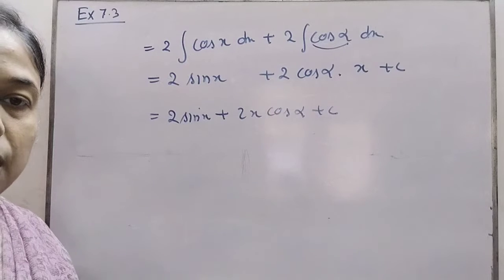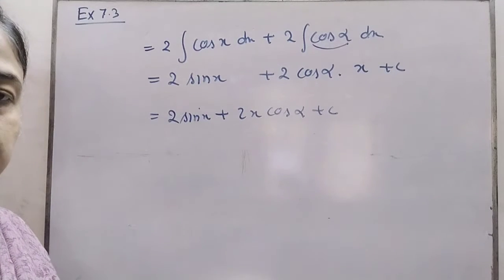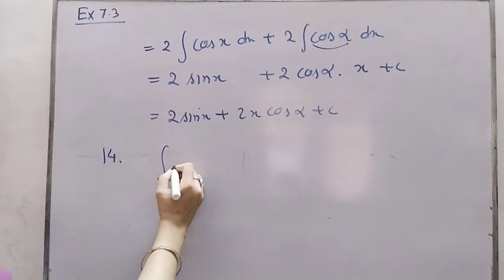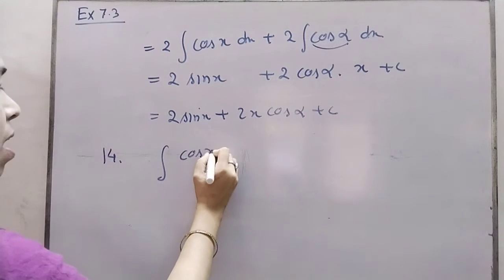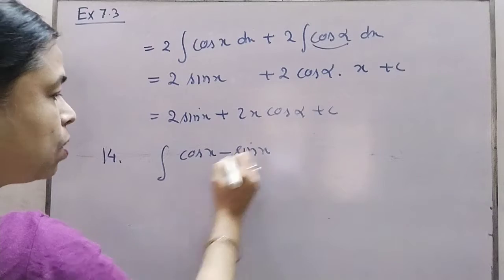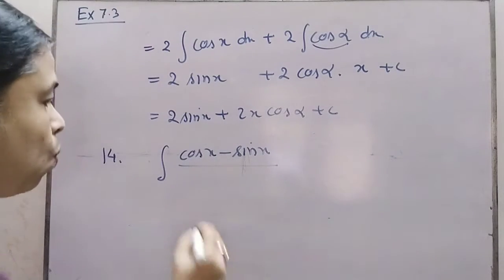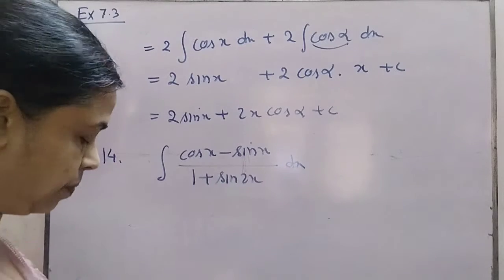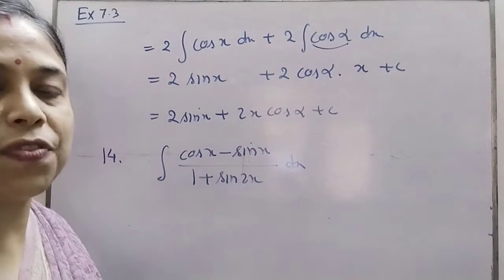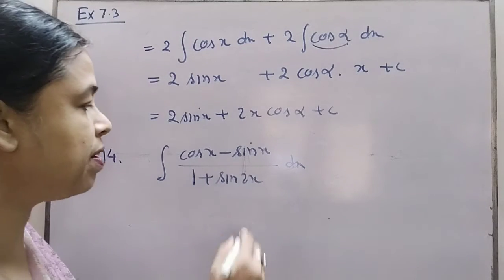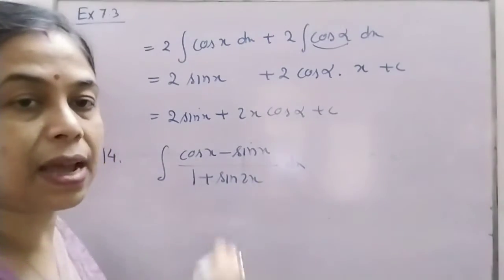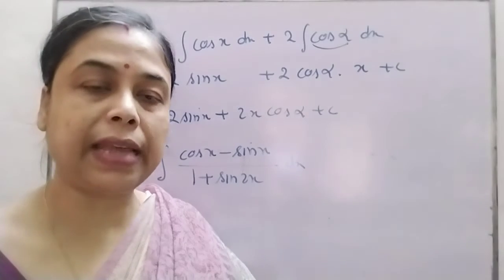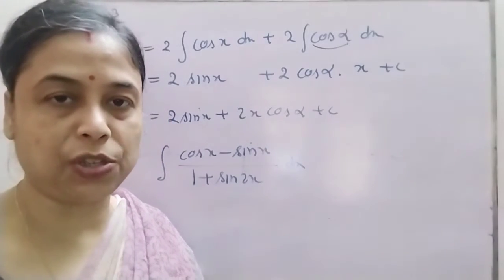Now I go to the next question, number 14. Your question number 14 is the integral of (cos x minus sin x) divided by (1 plus sin 2x) dx. In this question also, the first step you try to remember: I convert this 2x in terms of x, convert to a single angle. Then it is possible to cancel some expressions.